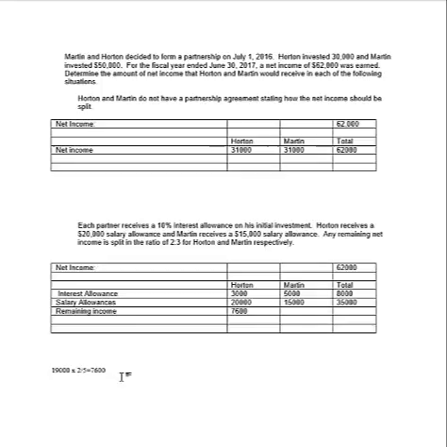Likewise, Martin is getting 3 parts. So that's going to be 19,000 times 3 divided by 5, and that equals 11,400, for a total of 19,000.